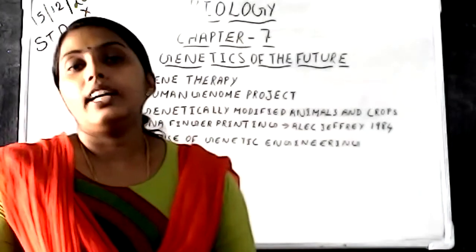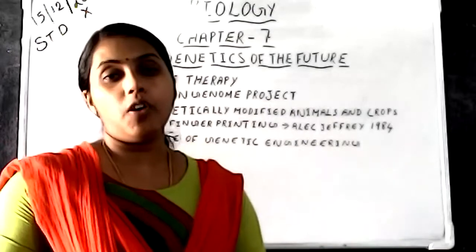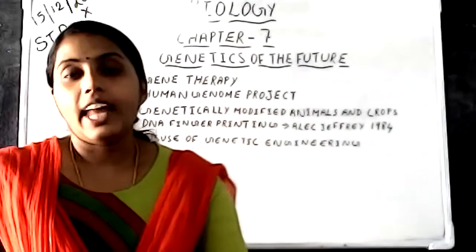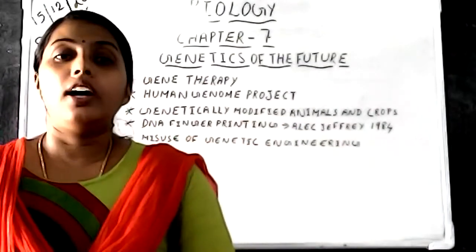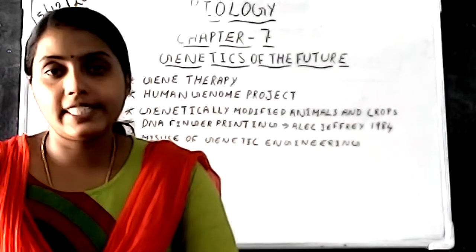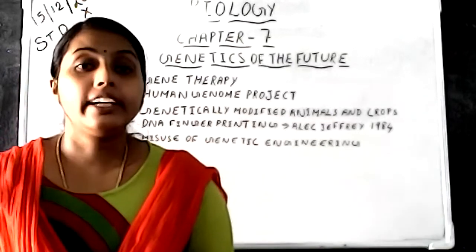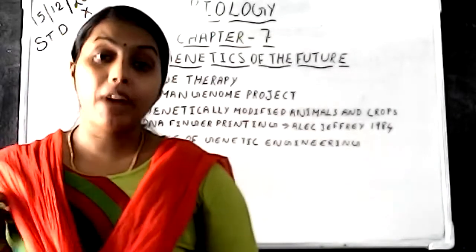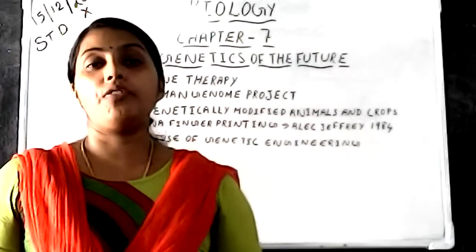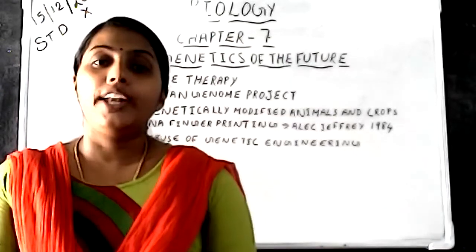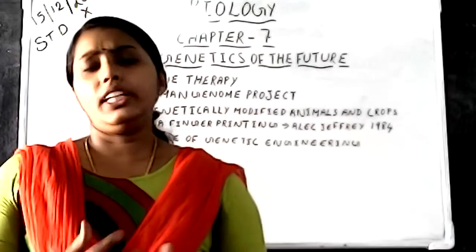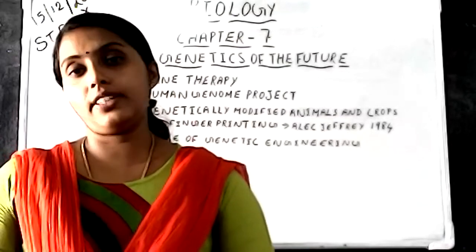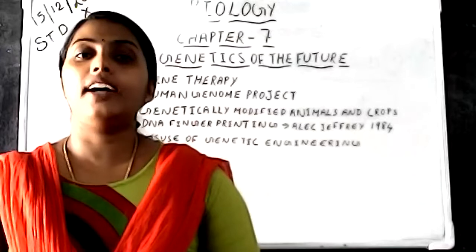DNA fingerprinting was found out by the scientist Alec Jeffreys in 1984. So DNA fingerprinting or DNA testing, the scientist Alec Jeffreys in 1984 paved the pathway for the finding of this DNA testing or DNA fingerprinting. I have already told you that fingerprints of even identical twins are different.